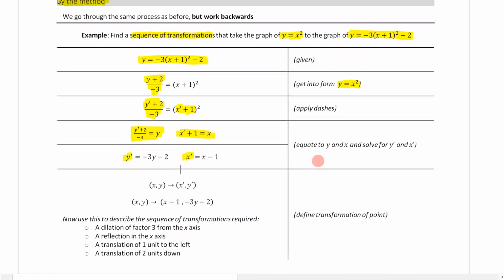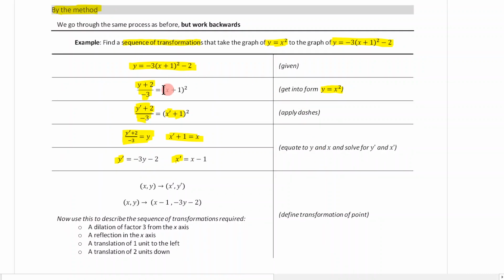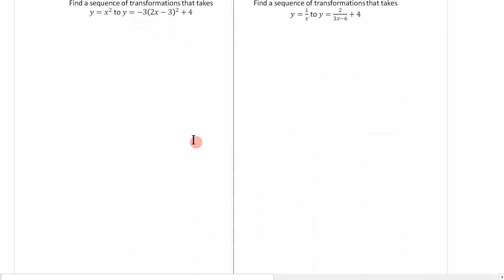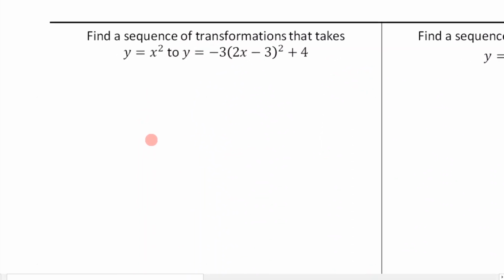So later on, when you're revising for an upcoming test, you can look back here and be like, all right, I remember how we went by the method. So don't stress about this at the moment. We're going to go through an example which will make sense of it. And with that being said, let's go into our first example here. Let's look at this one right here.